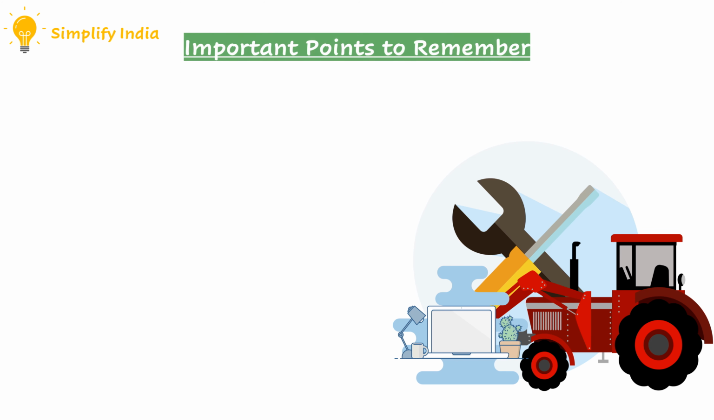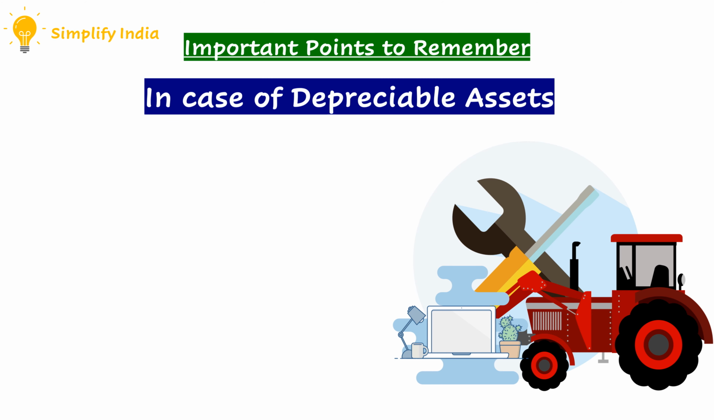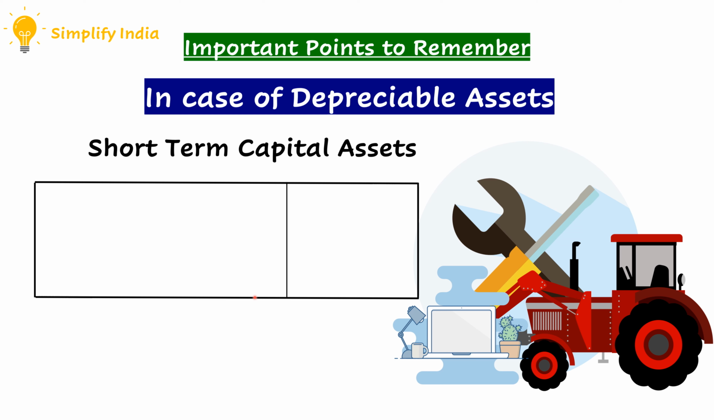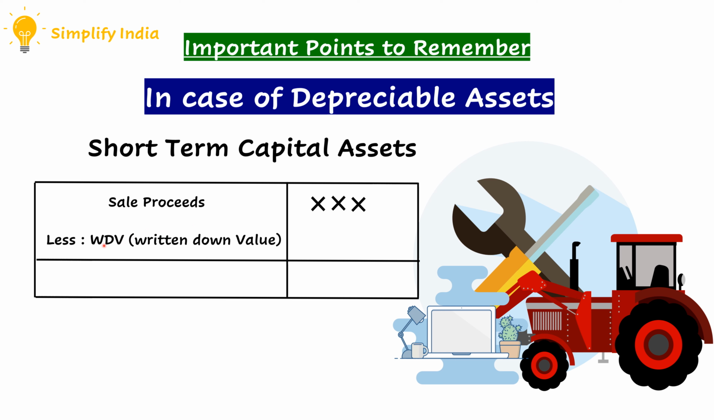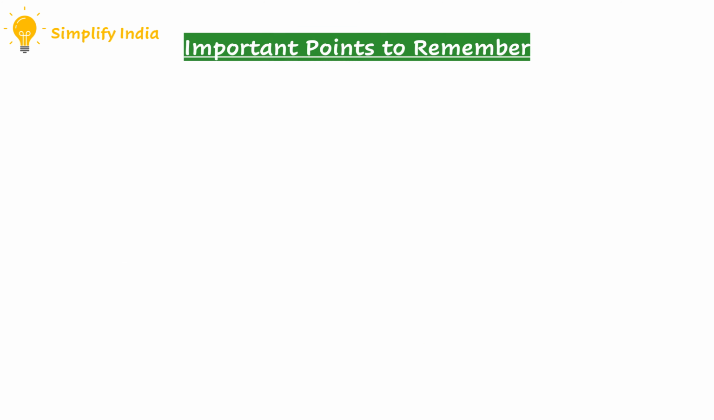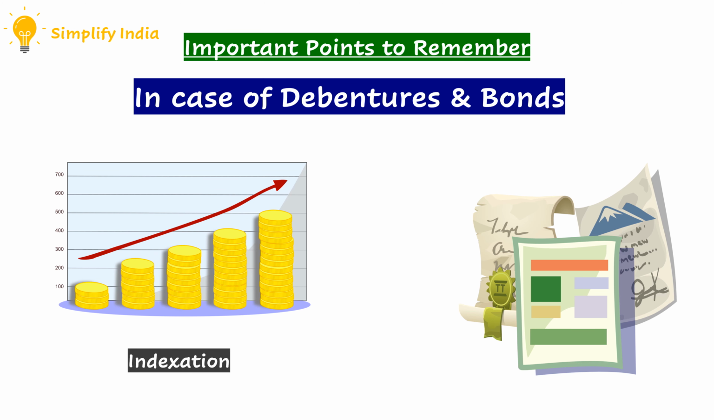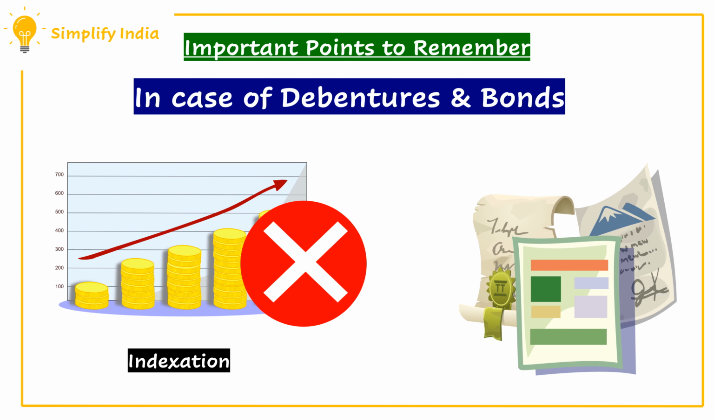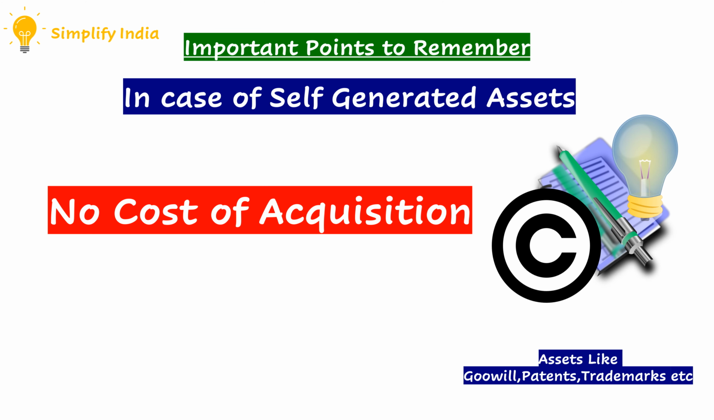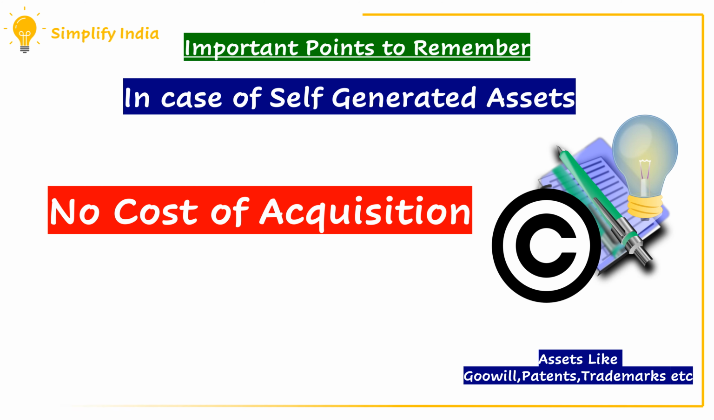In case of depreciable assets like plant and machinery, it will always be a short-term capital asset. For this, we have to use this particular format for computation of short-term capital gain or loss, where we have to take the sales proceeds, from which we deduct the depreciation under the written down value method, from which we arrive at short-term capital gain or loss. In case of debentures and bonds, indexation is not required as it is not affected by inflationary changes. In case of self-generated assets like goodwill, patent, trademark, etc., there will be no cost of acquisition.